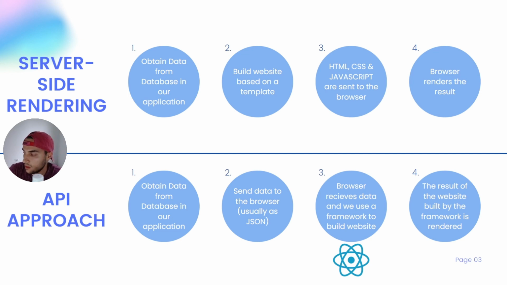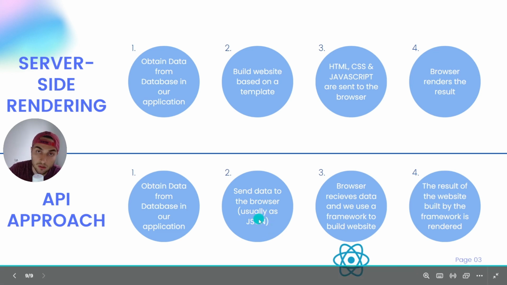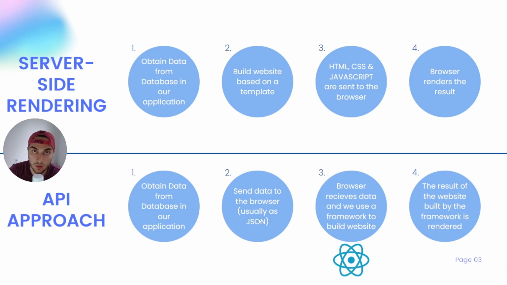And when we have our data prepared, we're just going to send that data to the browser. We're not going to send the whole website, like in a server-side rendering approach. We just send the data. We're not sending HTML, CSS or JavaScript. We are sending just the data in a format that both the server and the client can understand, which is basically called JSON, which is what we use nowadays. This is a format in which the client and the server can communicate, and in this kind of approach we just send the data.